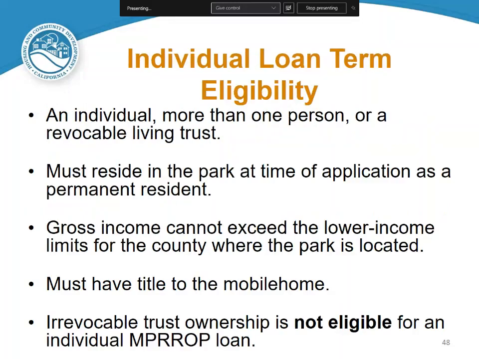Now we will discuss the eligibility of the individual loan. This can be an individual, more than one person, or a revocable living trust. They must reside in the park at the time of application as a permanent resident. The gross income cannot exceed the lower income limits for the county where the park is located. They must have the title to the mobile home. All names on the mobile home title will be included for income qualification purposes. An irrevocable trust ownership is not eligible for an individual MPRROP loan.